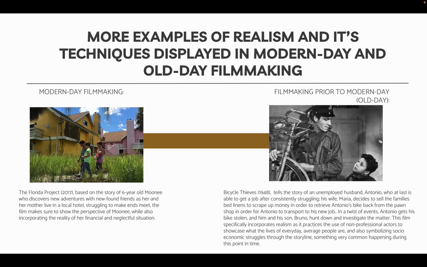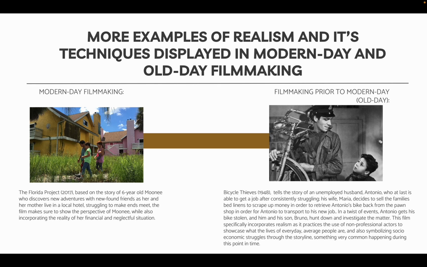So, another example that I would like to mention for old day filmmaking that incorporates realism is Bicycle Thieves, which tells the story of an unemployed husband who unfortunately doesn't have a job up until a certain point. His name is Antonio, who is finally able to get a job after consistently struggling with his wife. Keep in mind, during this time, a lot of socioeconomic struggles were happening, so that is a very heavy topic that is mentioned consistently throughout this movie, or it's key almost to what this movie is based on.